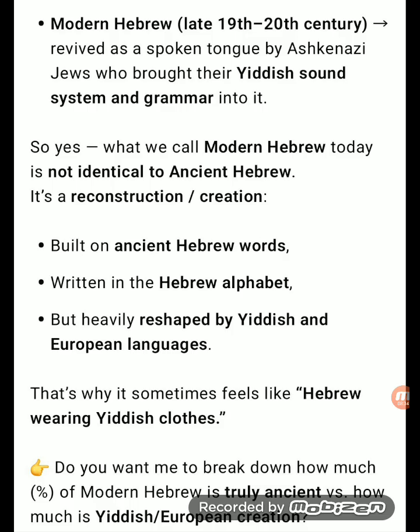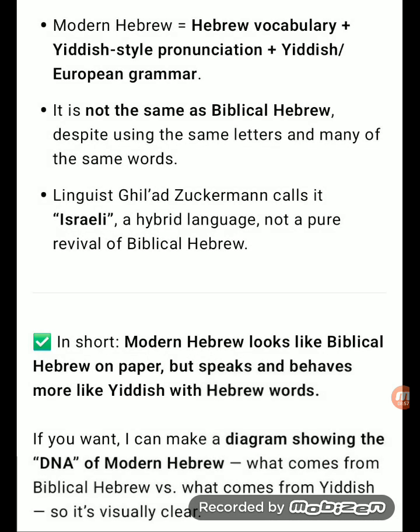They actually come from the tongue of Yiddish, which is German, Slavic, all kind of madness. It says it's a reconstruction. It says built on ancient Hebrew words, written in ancient Hebrew alphabet, but heavily reshaped by Yiddish and European languages. This, something that 98% of people don't know. Let's go to this next slide. It says modern Hebrew: Hebrew vocabulary, Yiddish-style pronunciation, Yiddish European grammar. I'm going to go into this definition. Yiddish. It's not the same as biblical Hebrew. What is this saying without them saying it? They not the people of the Lord. The imposters. Despite using the same characters, the same letters, and actually this is false because this kind of Hebrew that they use is an Assyrian script.